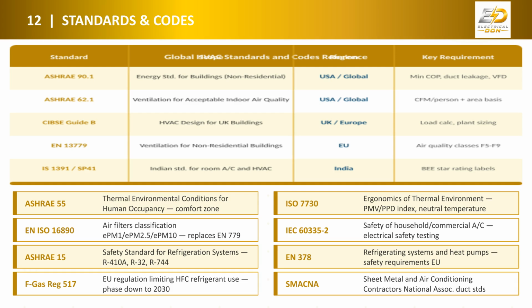Several standards and codes govern HVAC, defining requirements for energy, indoor air quality, and safety. ASHRAE 90.1, for example, is the energy standard for buildings, while ASHRAE 62.1 covers acceptable indoor air quality. International standards like CIBSE Guide B, EN 13779, and IEC 60335-2, and regulations like the HVAC regulation ensure compliance and safety across various jurisdictions.